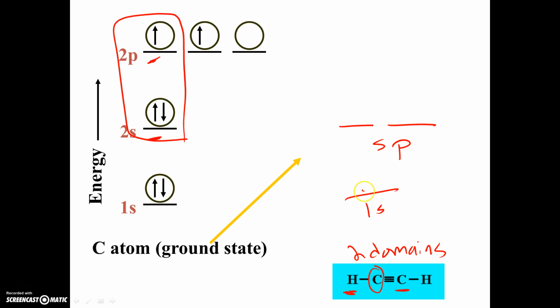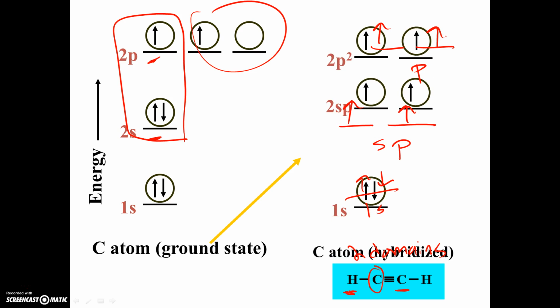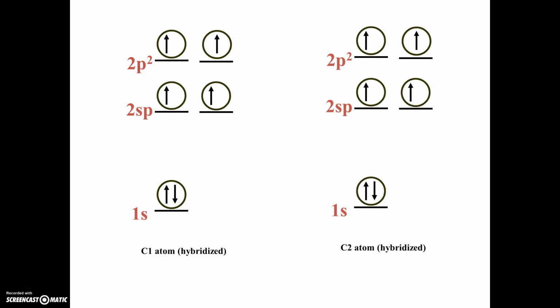I still have my 1 s down here. And now I have these unhybridized p ones up here, so I'll keep them there. Distribute your electrons. I've got 4 to put in places. There we go. That's exactly what I had going on here. Let's show what it looks like with both of them. Remember, this is carbon 1, this is carbon 2.